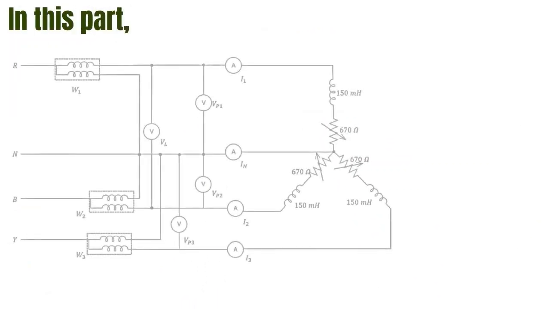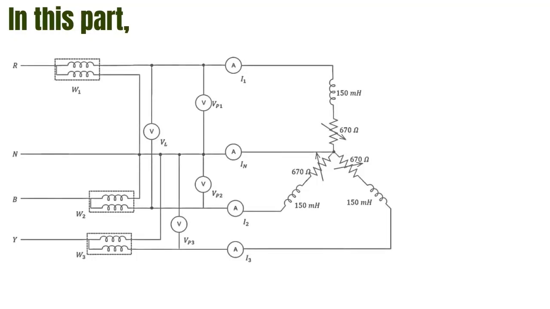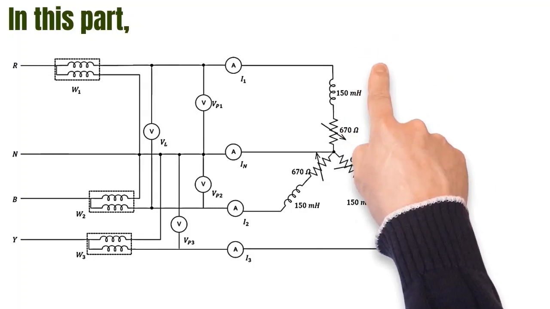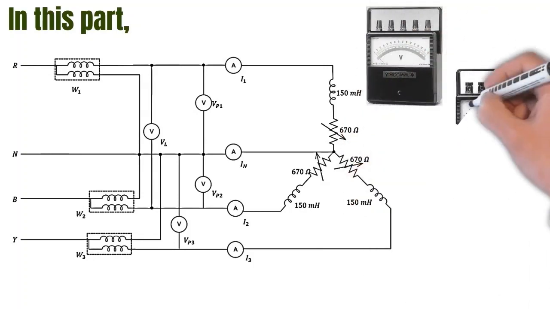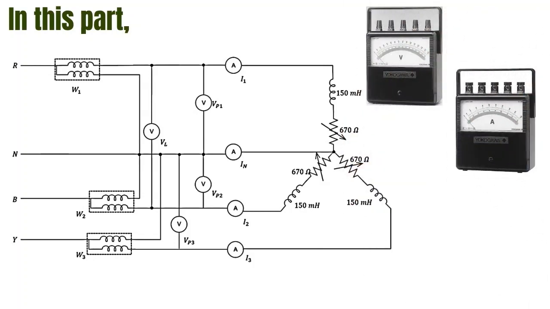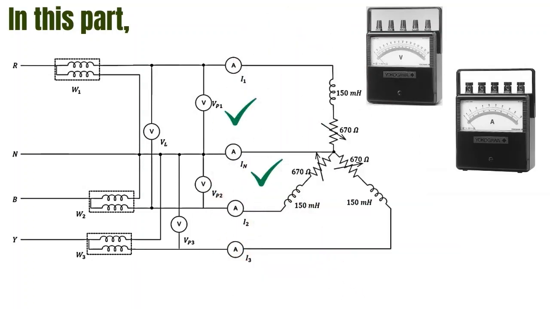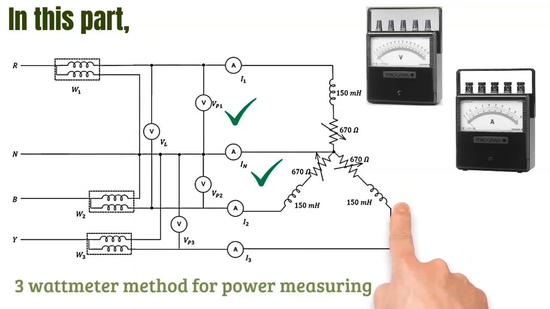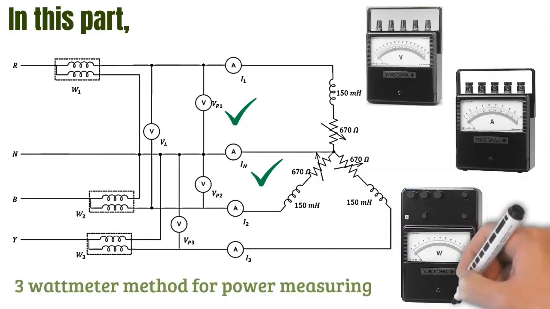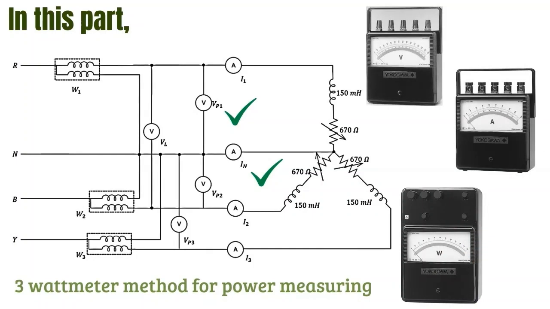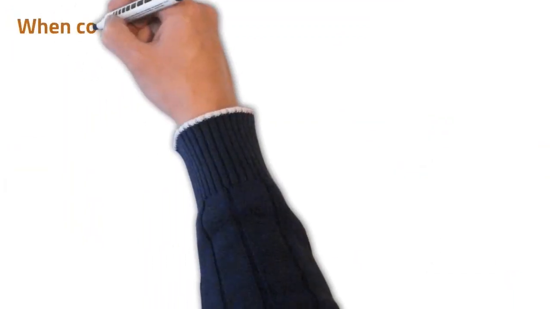In this part, we have a star source, star load configured circuit with a neutral current. There we are going to measure the voltages and currents of each phase using voltmeters and ammeters. Apart from that, we are measuring the line-to-line voltage and the neutral current as well. In each phase, we are measuring the power using the 3 wattmeter method. There are some other methods to measure the 3-phase power. You would learn much more about these in upcoming semesters.